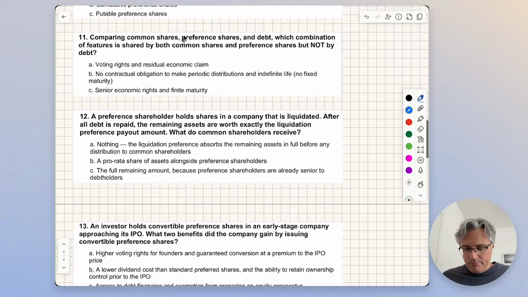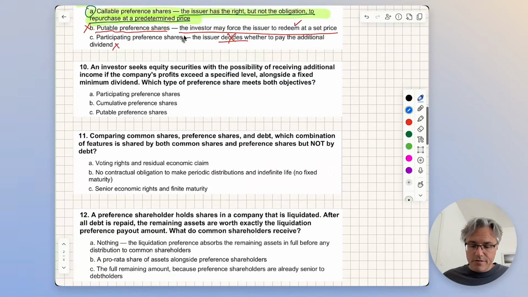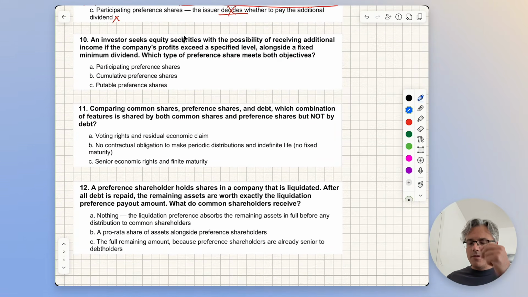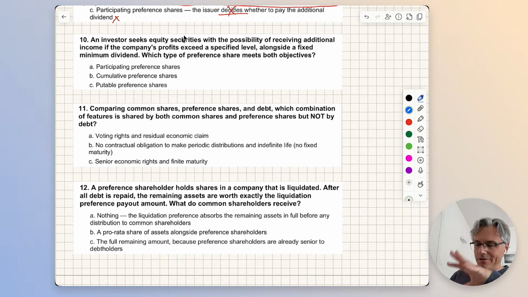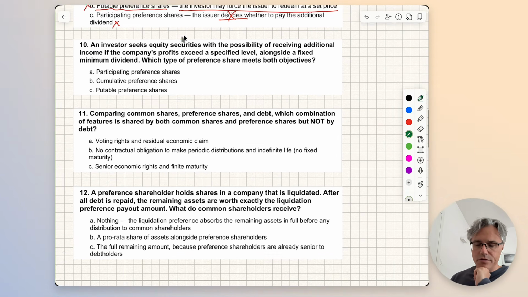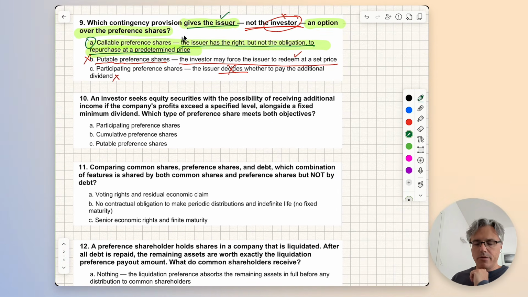Okay, four more to go. Sorry. An investor seeks equity securities with the possibility of receiving additional income if the company's profits exceed a specified level alongside a fixed minimum dividend, so a kind of floor. Which type of preference share meets both objectives? And I think from what I've just said a moment ago about participating preference shares, you will be able to spot the correct answer. It is participating preference shares.